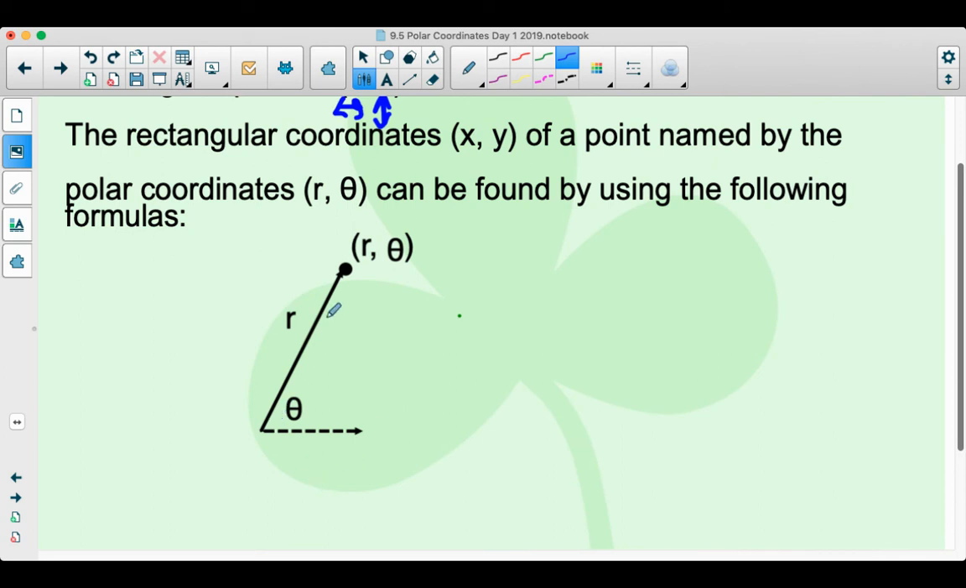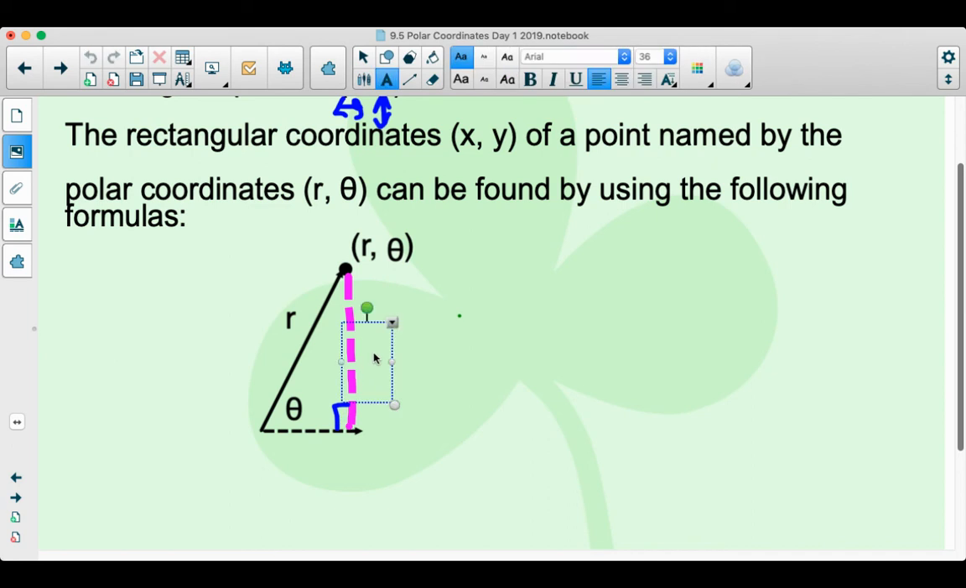We've got our r value, we've got our theta, and what you can see is that this makes a nice right triangle, and we worked a lot with right triangles. So over here, this would be considered our height, which is our y value. And it looks like it would be equivalent to r times the sine of theta.